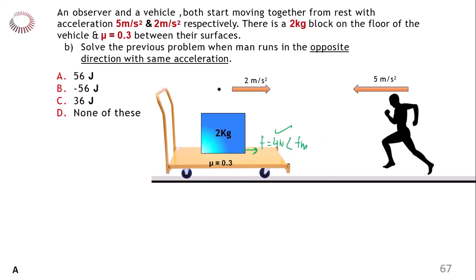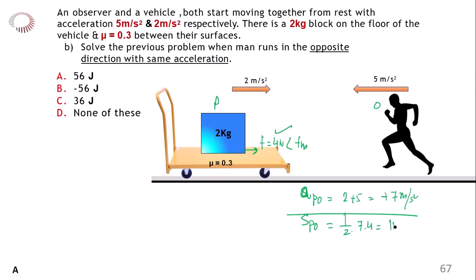Okay. Now with respect to observer O, the acceleration of P with respect to O is how much? 2 plus 5. Now A_P minus A_O is 2 plus 5, means plus 7 meter per second square. That means P is appearing to move with plus 7 meter per second square towards the observer. So the corresponding displacement of particle P with respect to the observer is how much? Half into 7 into 4 means 14 meter.